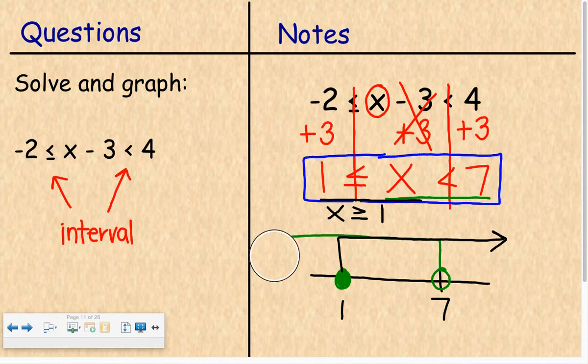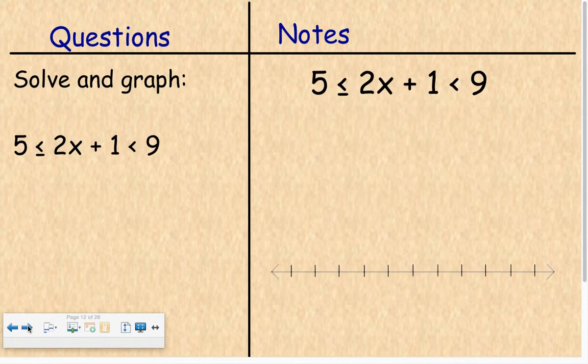I'll pick up my eraser and erase the spots where they don't overlap. So their interval goes from 1, closed circle on 1 to the open circle on 7. Another way of shading it, rather than like that, is just this too. You don't have to go up and above. You can just shade like that. Either one works.